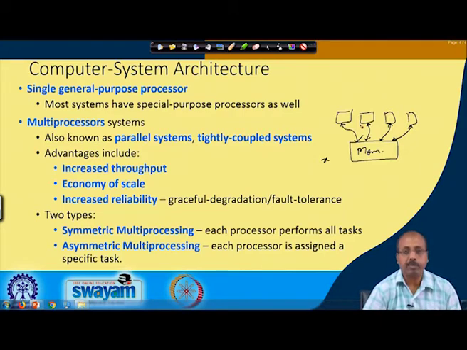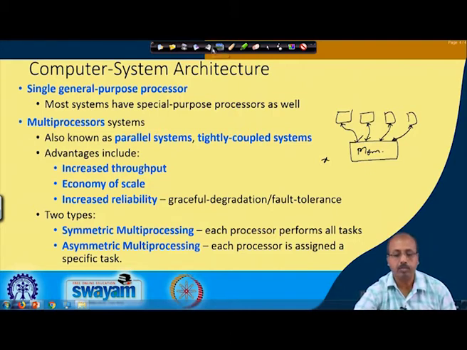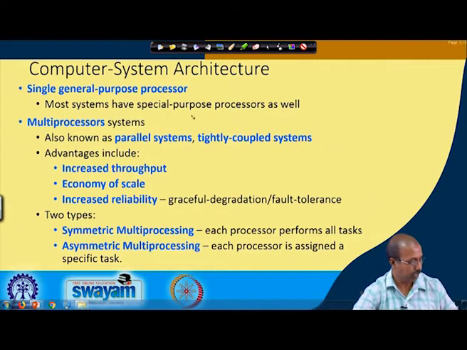This type of asymmetric multiprocessing may come, and if the underlying platform is symmetric, then the OS design will be of some type. If the underlying architecture is something else, then the OS designer has to do the module development accordingly. This is the thing that I wanted to emphasize on the architecture side.